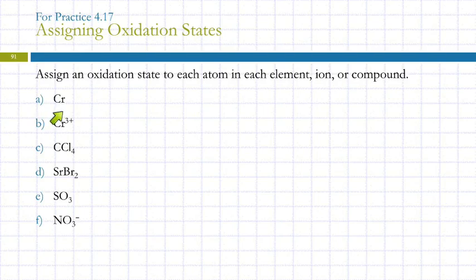So here we have the element chromium. What's its oxidation state? What's its charge? You don't even have to look at the periodic table. Is there a charge on it there? No. It's an atom. So its oxidation state is the same as its charge, it's 0. All elements have 0 oxidation state. What if it becomes a Cr3+ ion? The oxidation state is going to be equal to its charge. So the oxidation state is +3.